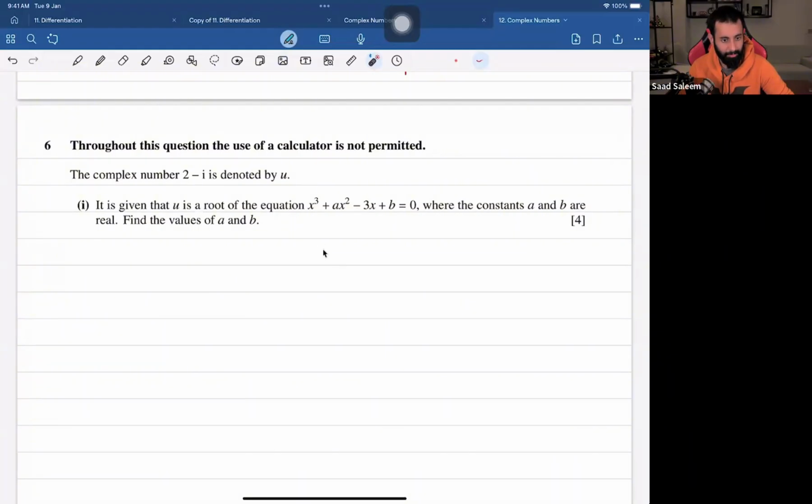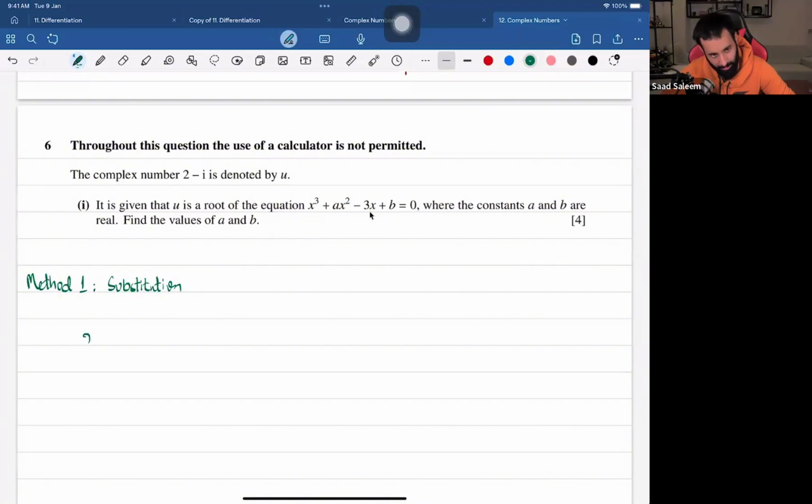So first of all, let's plug in u. This is method number 1, which is substitution. So we know that one root is 2 minus iota. If one root is 2 minus iota, then what about the other root? The other root would be 2 plus iota for sure. If you have one complex root, then there must be another complex root, and the only difference would be that the sign in between will be the opposite.